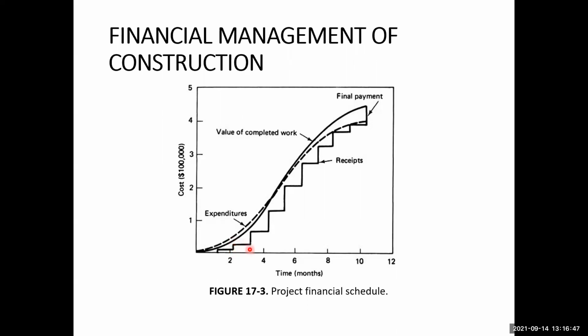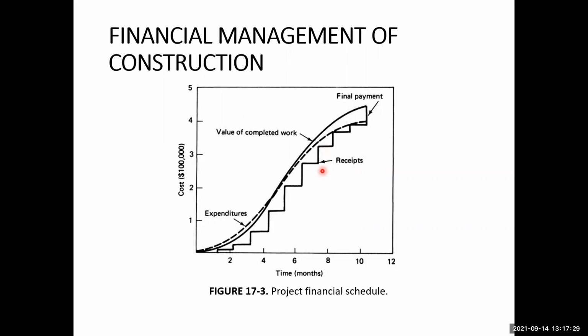Therefore, the payment to the contractor, that is the receipts of the contractor, will always lag behind the amount of work which has been done. And it is a staircase because the contractor will not get these receipts in a continuous manner. The contractor will get those receipts in a regular manner at the end of each month, or the payment schedule which has been agreed between the client and the contractor. So that's why there is a stair curve, and that stair curve is also lagging behind.